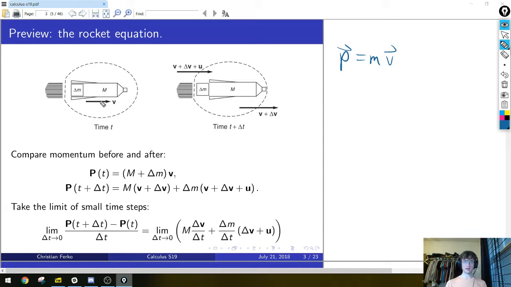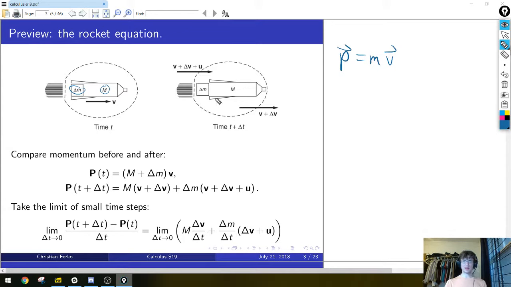So velocity has a direction, it tells you how fast you're moving, so that's a vector, which is an arrow. So the momentum at time t is simply the mass times the velocity. Well, all of the mass is moving with the same velocity. Both the rocket and the detritus are moving with velocity vector v. So we write p at time t is capital M plus delta M times vector v. Fine. Nothing complicated.